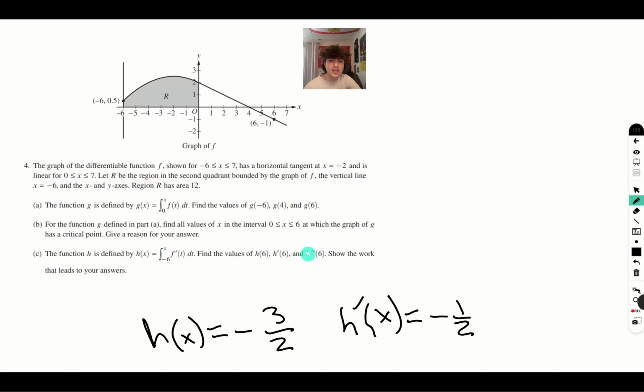And then we want the second derivative at 6. This is just a straight line, and we know that the derivative of a straight line, since it's neither concave up nor concave down, is just going to be 0. So the second derivative of h is 0. And I meant to put 6 for these values of x: h of 6, h prime of 6, and h double prime of 6.